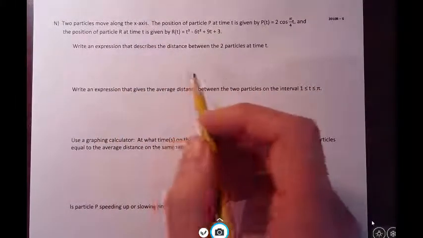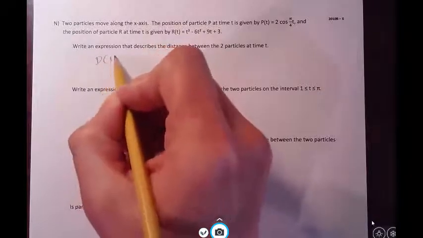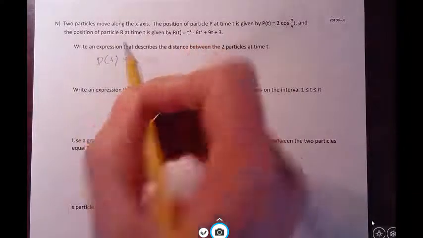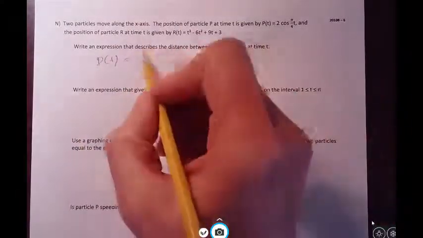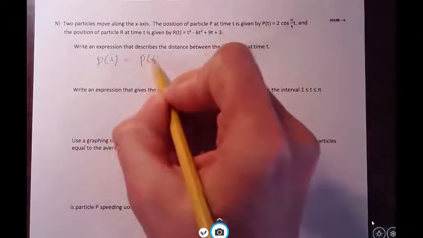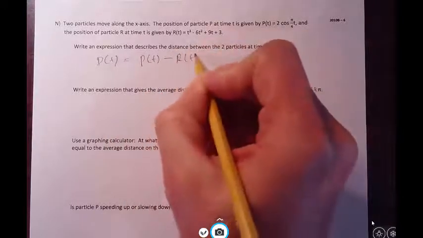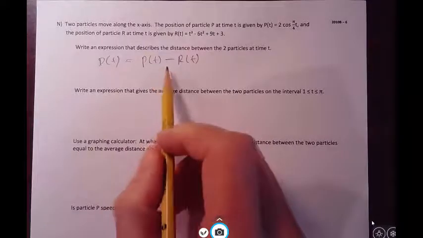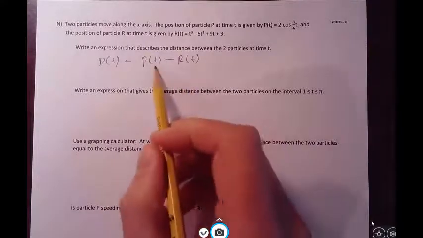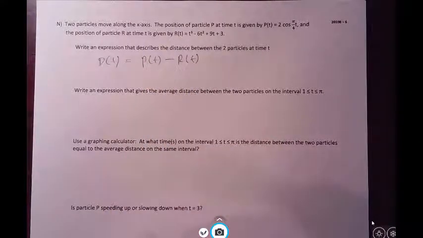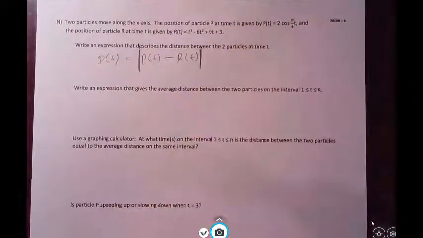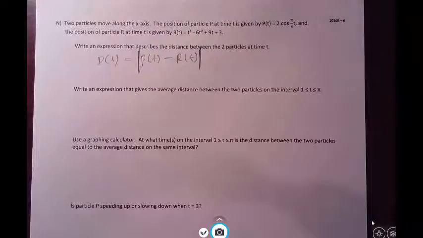We could say the distance at time t, the distance between the two things, would equal P of t minus R of t. Just subtract the position functions. Now it's possible that you could get a negative value here if R of t were greater. So there's a very simple way to fix that, just by using absolute value. So that's all they're driving at there.